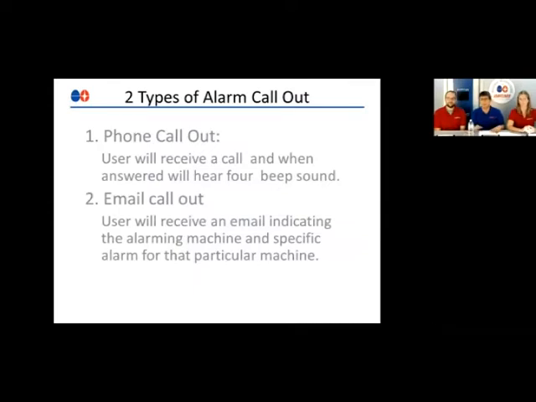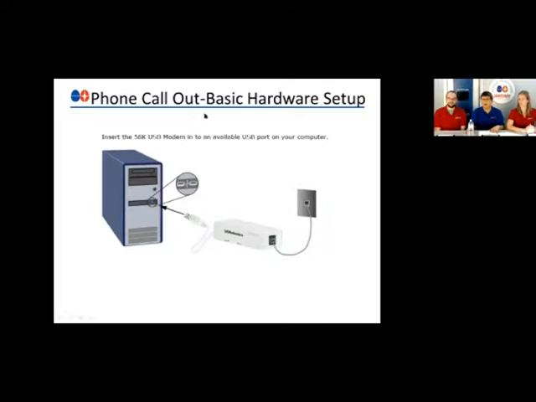Okay, there are two types of alarm callout, as you may already know. First one is the phone callout, wherein the user will receive a call, and when answered, they will hear 4 beep sounds. The second one is the email callout. The user will receive an email indicating the alarming machine, and the specific alarm for the particular machine. Now let's jump to the phone callout basic hardware setup.